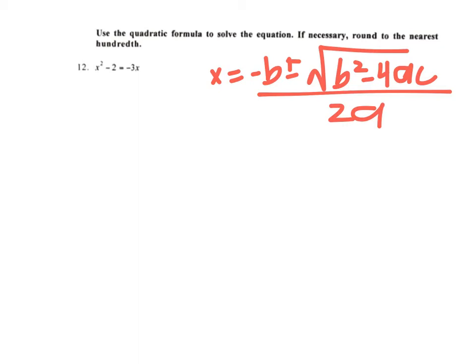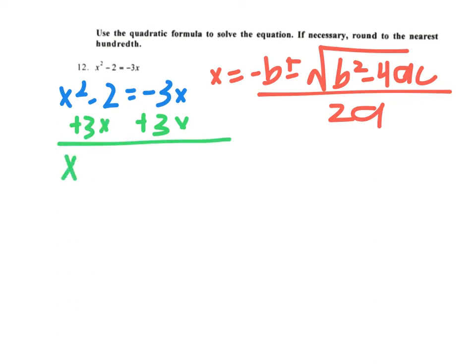The first thing you need to do is, our equation is x squared minus 2 equals negative 3x. We need everything on the same side, so I'm going to add 3x to both sides. When I do that, I get x squared plus 3x minus 2 equals 0.